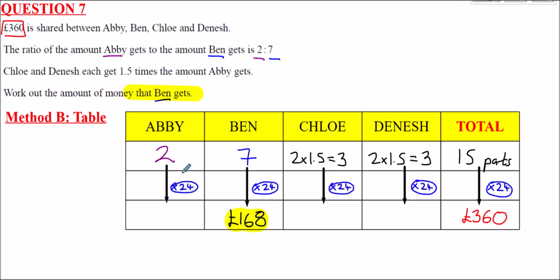But again, we can work out the others as well. So 2 times 24, that's £48. And 3 times 24, that's £72. This is a very versatile method. It's not a bar model, it's a bit more old-fashioned perhaps, but it still works just as good in my humble opinion. Let's have a look now at the next question, question 8.